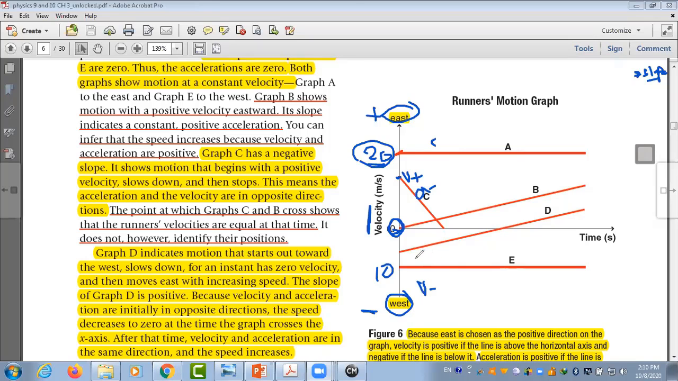Line D, negative velocity. Okay, before we start, how many sections or regions are on line D? 3. Can you locate them, Mr.? Yes, I can locate them. So I have to look, right?